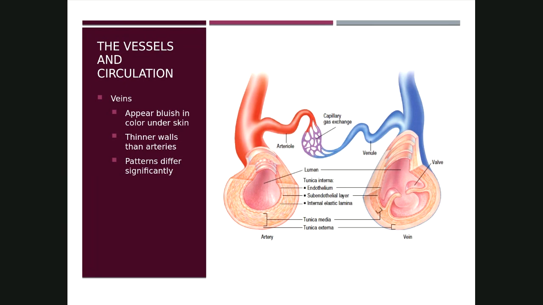Veins have valves, arteries do not. The valves work so that blood flows in one direction. With the pressure in the artery, it's not necessary to have these valves. The lumen is the hollow portion inside the artery or the vein. They then branch off into arterioles and venules and connect in that capillary gas exchange network. The tunica externa, as shown here, is a little thinner in an artery, but it's the tunica media that's most important when it comes to understanding the size.